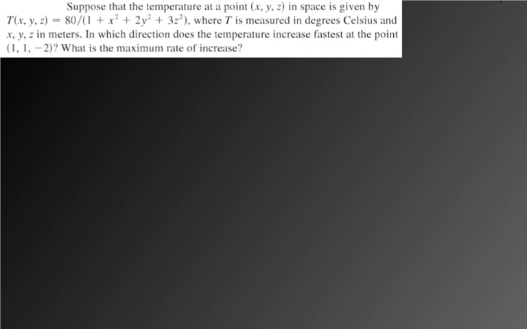All right, so this question says suppose the temperature at a point in space is given by this T of xyz function, where T is measured in Celsius and xyz is in meters. The question is kind of 2 parts. In which direction does the temperature increase fastest at the point (1, 1, -2)? And what is the maximum rate of increase?